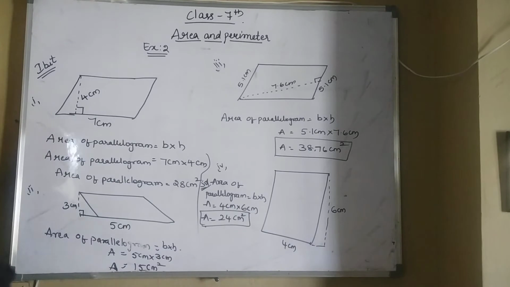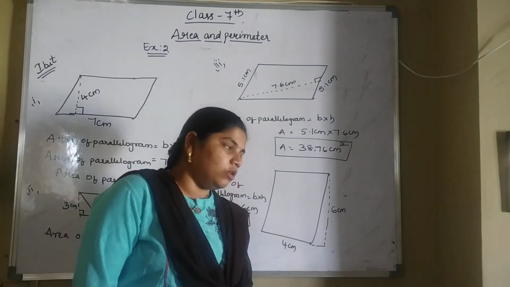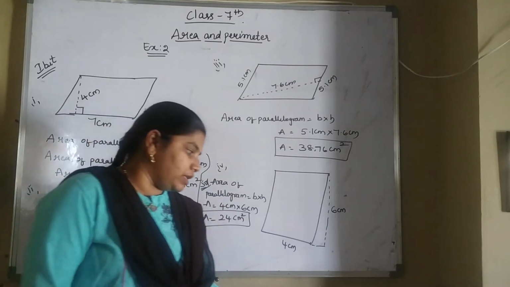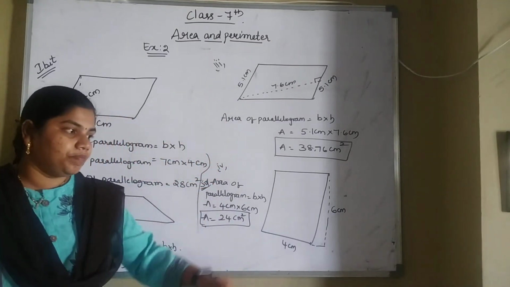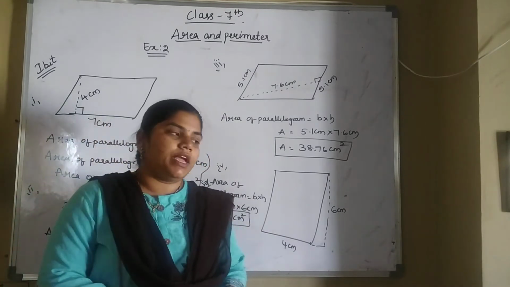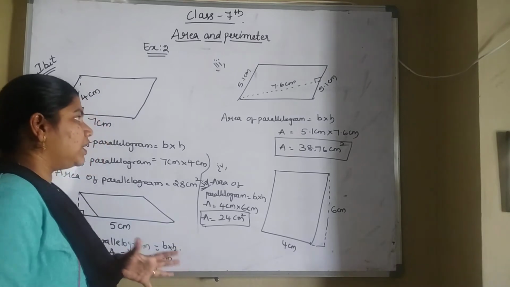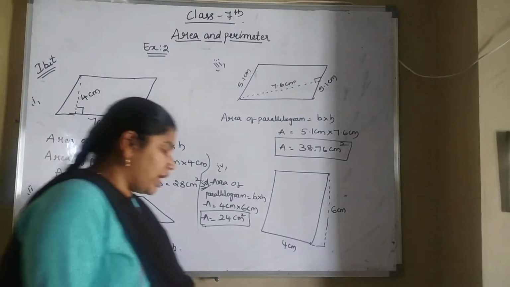So this is our first bit, only finding the areas of given figures. What is the area of a parallelogram? That is base into height. Area of a rectangle is length into breadth, and area of a square is what? Side into side. So these are the 4 formulas we have learned till now.